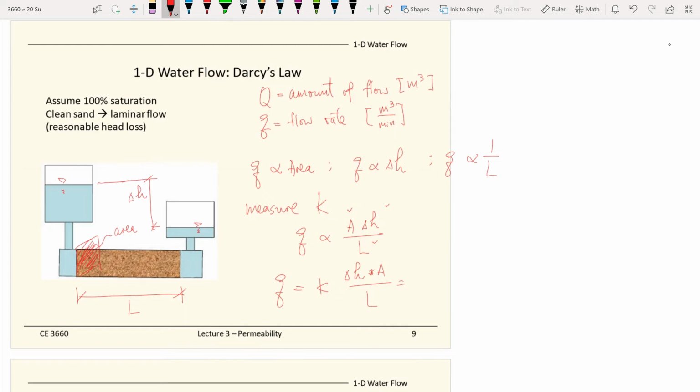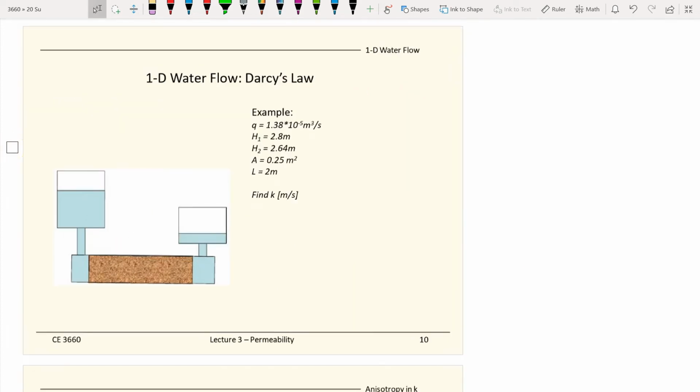And if we reorganize these equations, delta H over L is the gradient we talked about in the previous slide, and it equals the area. So Q equals K I A is the Darcy Law. All right, a quick example on using the Darcy equation. A simple setup here again.